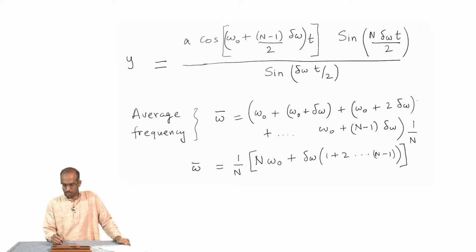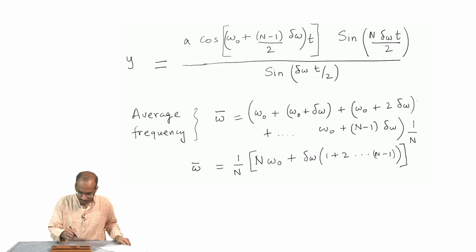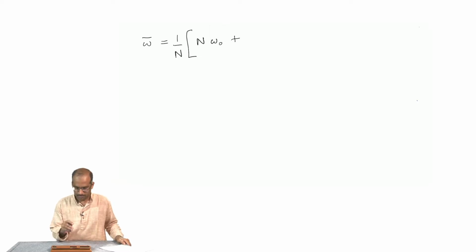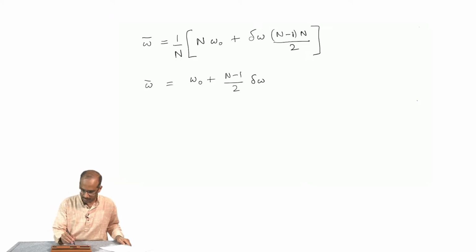This summation is easy to do. 1 plus 2 plus 3 up to n minus 1 is a very simple summation. So omega bar will be 1 by n into n times omega 0 plus delta omega multiplied by that summation, which is n minus 1 into n divided by 2. This is the expression for the average frequency.